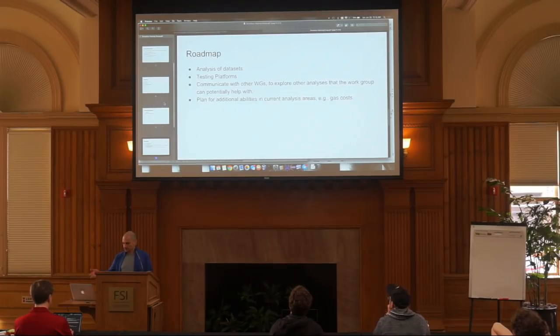As well, some of the other areas that we're going to explore are gas costs, because things like state rent, all of these analytics deal with the cost of transacting on the network, and we need to better understand what impacts each of these components have on these things.